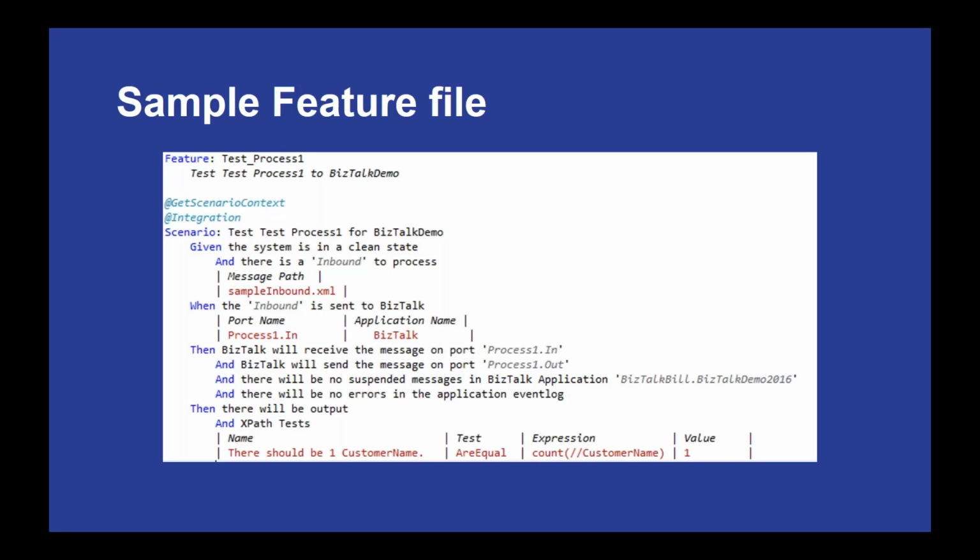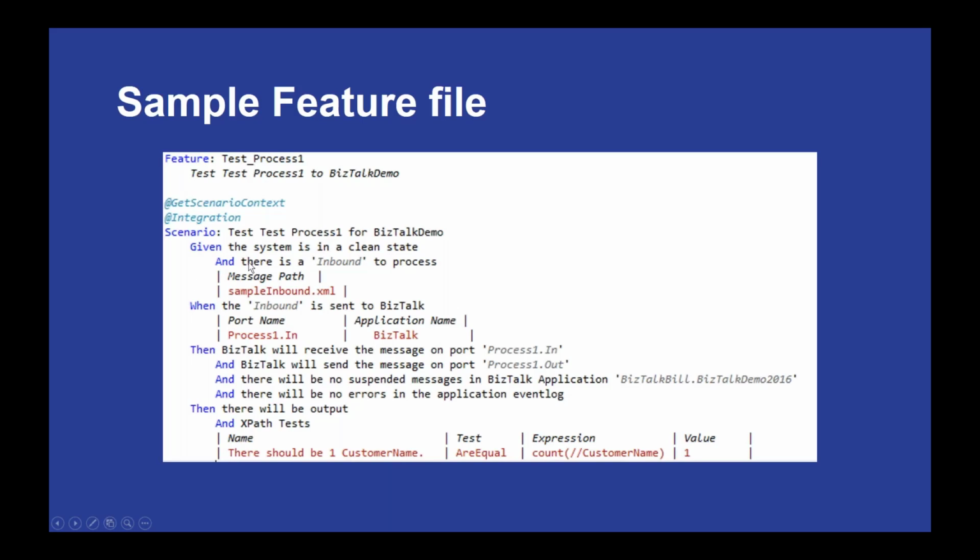But basically what it'll do, it sets a timestamp of the latest tracking record when this test starts and the latest event log when this starts. So then I can check later on to see if there's been any tracking data or any errors, any suspended messages, things like that inside of BizTalk.